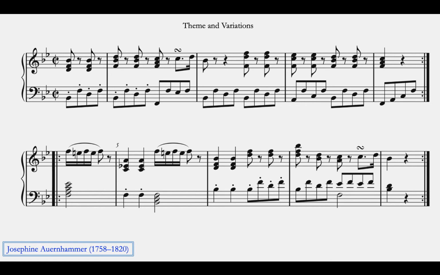Josephine Auernhammer is probably best known as being a piano student of Mozart's and dedicatee of some of his music, but she was also a composer in her own right. Let's analyze this passage from a theme and variations for piano that she wrote.